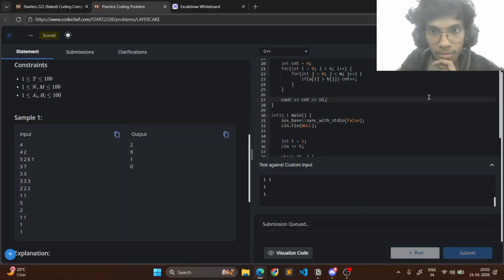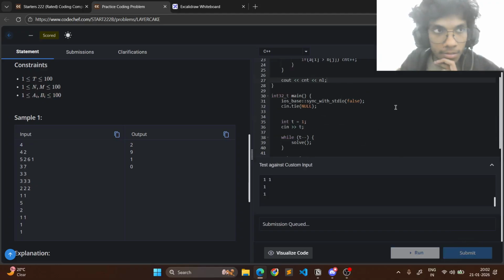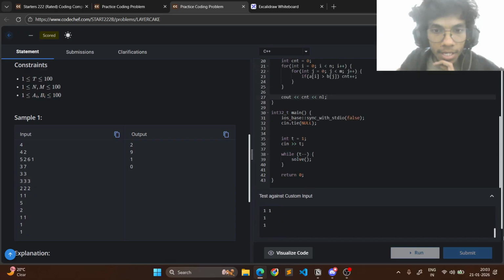2, 9, 10. Cool, let's submit this. It's taking a while to load.